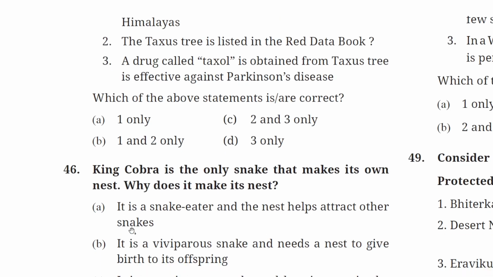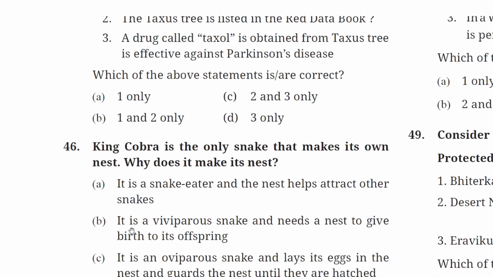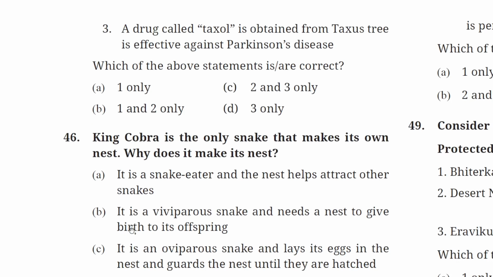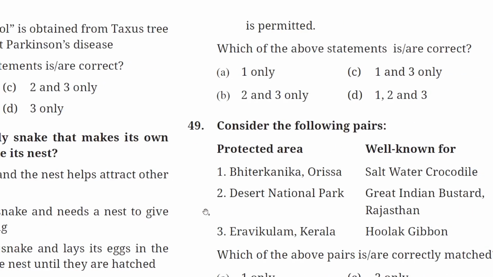King cobra is the only snake that makes its own nest. Why does it make its nest? That is a basic question here. It is because it is a viviparous snake and needs a nest to give birth to its offspring. So the basic instinct of the animal to develop a nest is being asked here. Question answer is B.